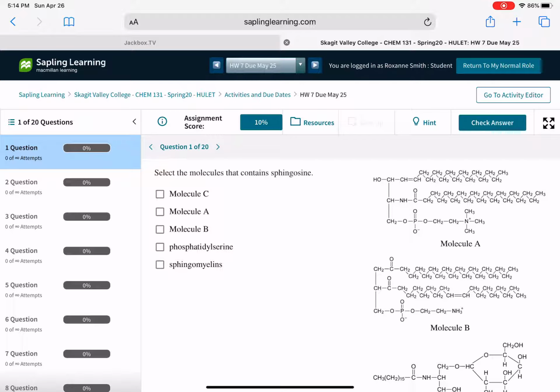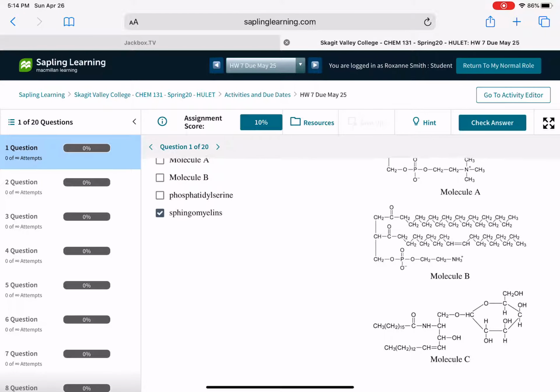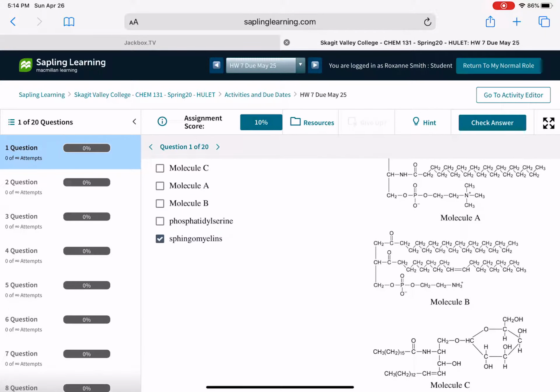We talked about sphingosine in section 19.6. It is the backbone for a molecule like sphingomyelin. So right away, you know that sphingomyelin is definitely one of the options. It's giving you another name of molecule, this guy right here that we never talked about, and then it's also giving you 3 drawings over here on the side for molecules A, B, and C.